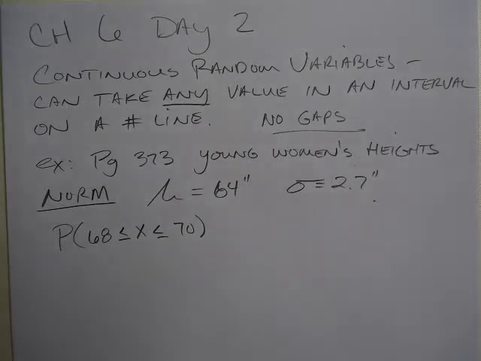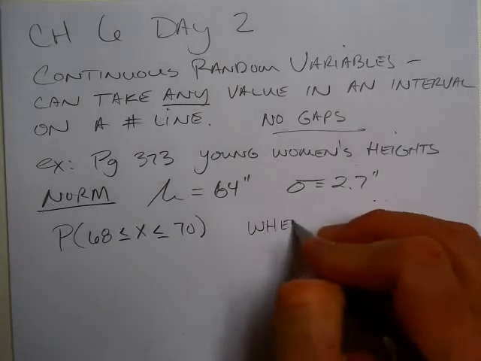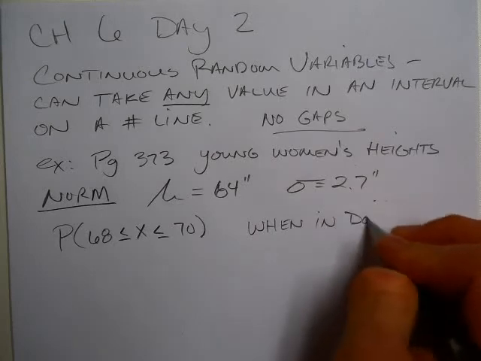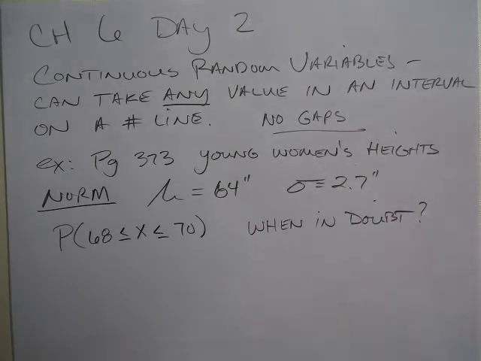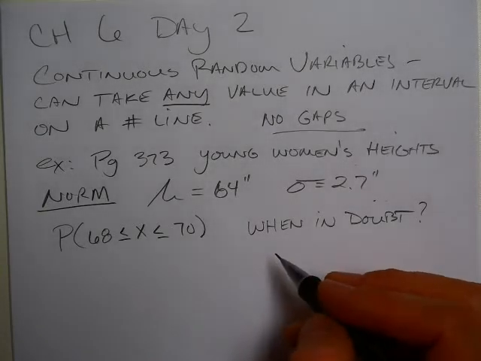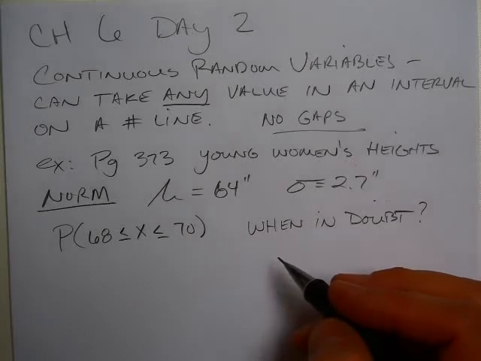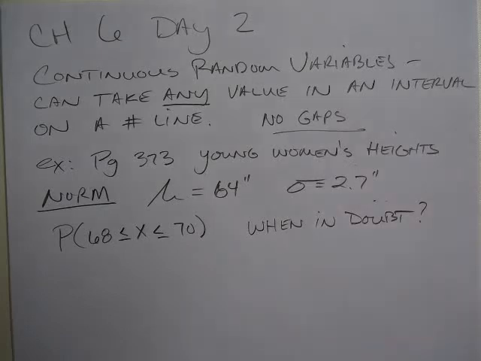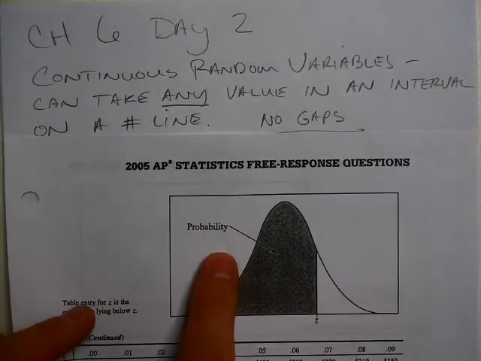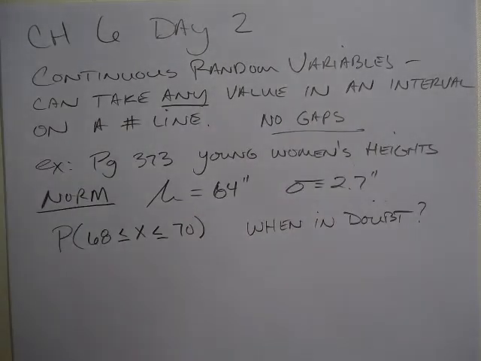Now, does anybody recognize where we have to go from this? That's right. We standardize. When in doubt, standardize. So the stuff that we're going to be doing today, we've really already done. We've just never really quite looked at it so much as a probability thing. But the reality is table A is a probability table. It is entirely a probability thing.